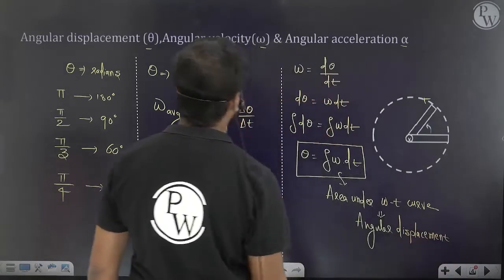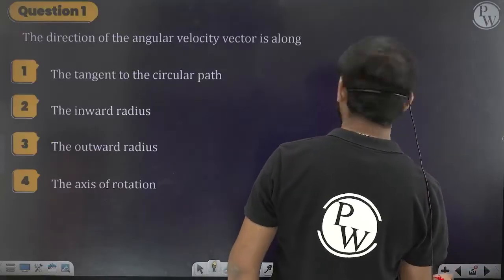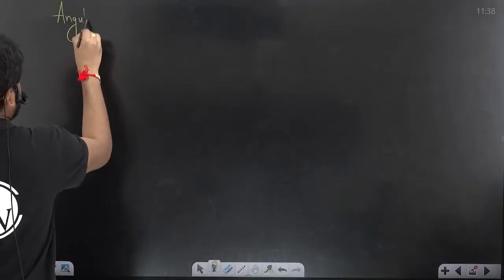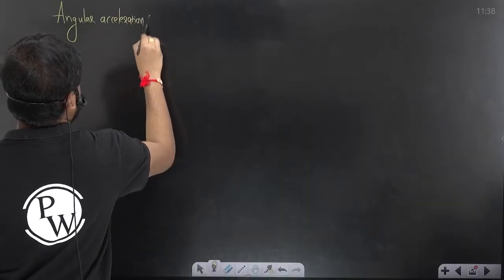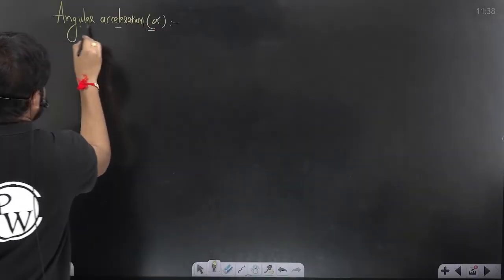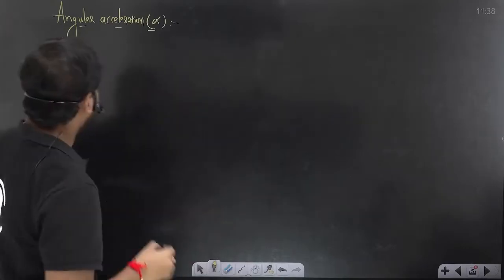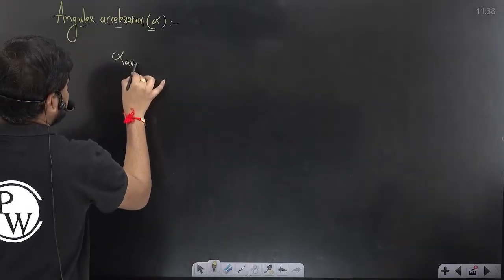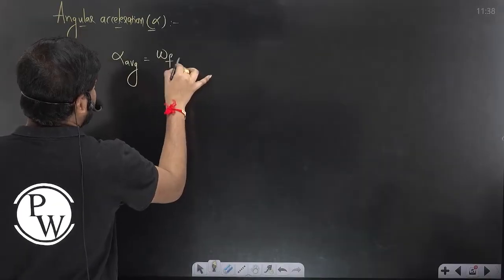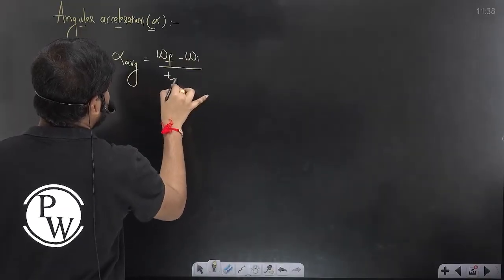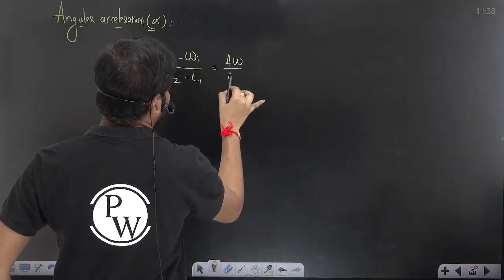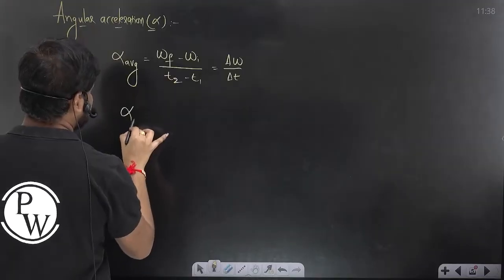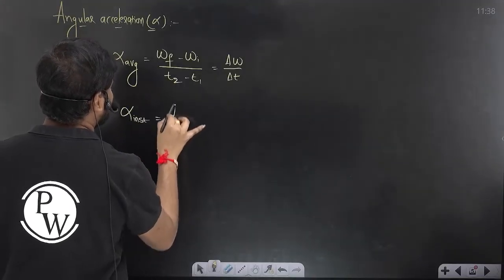And then we have also studied what is angular acceleration. The angular acceleration is denoted by alpha, which is again of two types. One is instantaneous, the other one is average. So alpha average is nothing but omega final minus omega initial by t2 minus t1, or t final minus t initial, which is delta omega by delta t, right? And alpha instantaneous is simply d omega by dt.